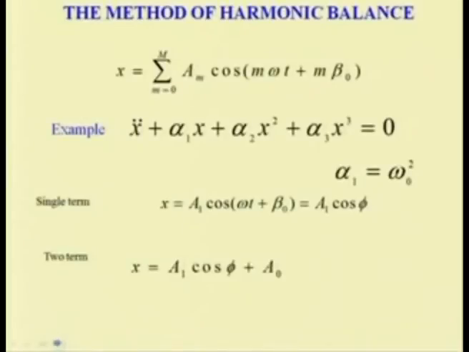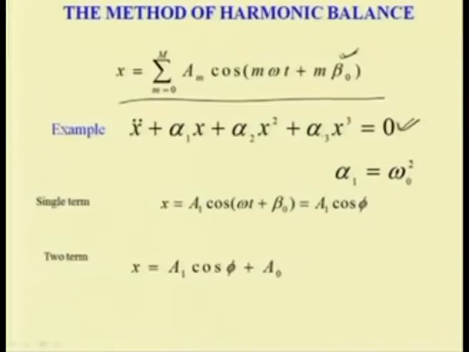Similarly, in case of the harmonic balance method, one can take the solution in this form, x equal to summation of different harmonics. So, either one can write in terms of cos and sine, or one can use cos and this phase difference beta. So, one can write x equal to sum over m equal to 0 to m of a m cos m omega t plus m beta 0. Last class we have studied this method by taking this example of x double dot plus alpha 1 x plus alpha 2 x square plus alpha 3 x cube equal to 0.